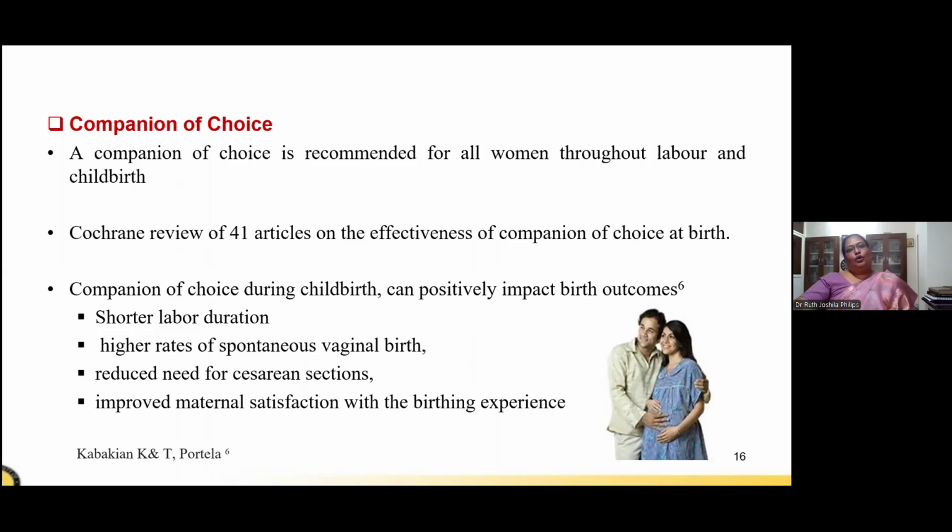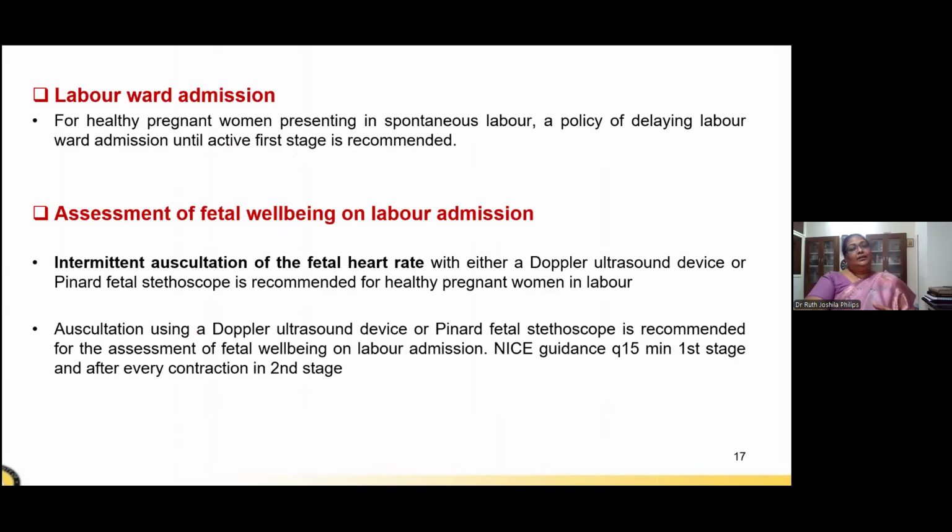So, a Cochrane review of 41 articles which mentioned the companion of choice at birth says that when the woman has a companion of choice with her through her birthing period, it leads to shorter duration of labor, higher rates of spontaneous vaginal births. It reduces the need for cesarean section, and it greatly improves maternal satisfaction and birthing experience among the women, right?